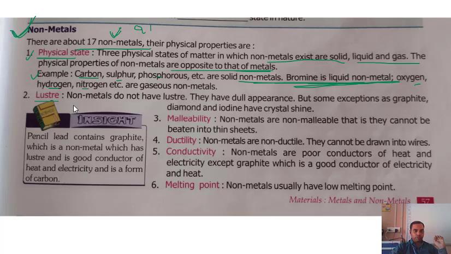Next one is luster. Non-metals do not have luster. They have a dull appearance, but some exceptions such as graphite, diamond, iodine have a crystal shine. In malleability, you cannot convert non-metals into thin sheets. Ductility, no, not possible. You cannot make thin wires. Conductivity, no, poor conductors of heat and electricity, except graphite. Melting point, they have a low melting point. Metals have high, non-metals have low.